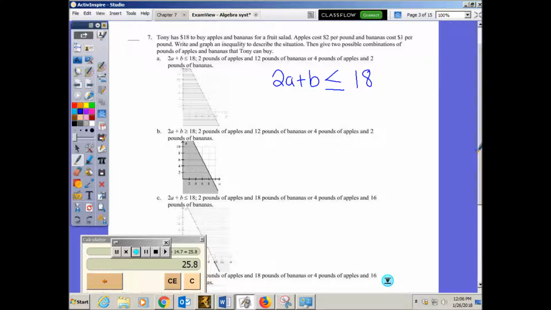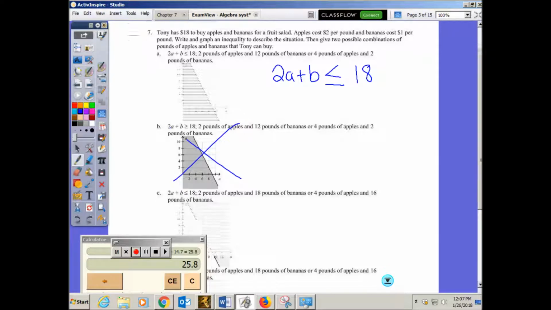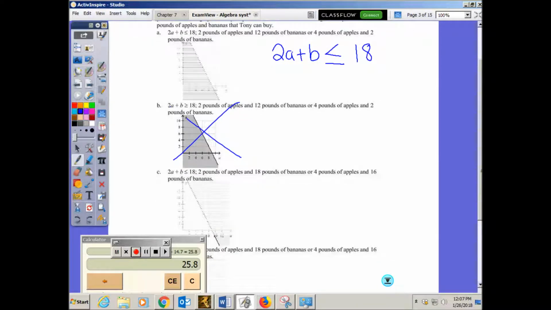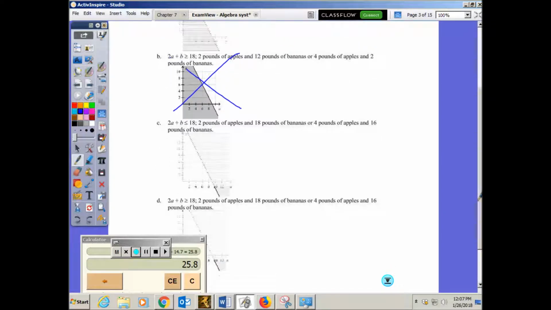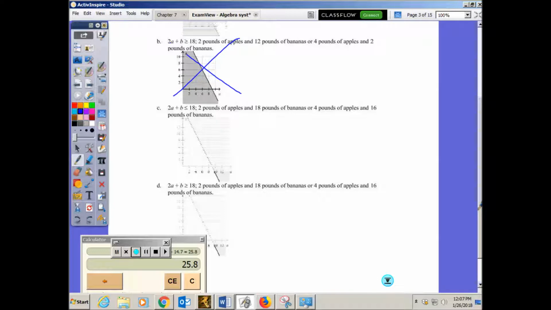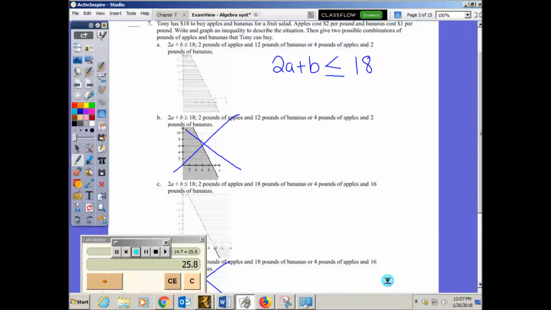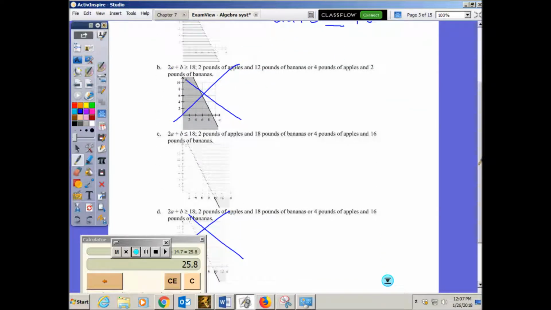Is this the same equation? Is B the same equation? What's wrong with B? It's greater than. Can he spend more than $18? So it can't be B. Is C a correct equation? Yeah. No. Less than. Is D a correct equation? No. So now my only possible choices are A and C.